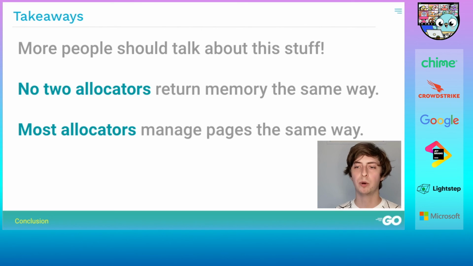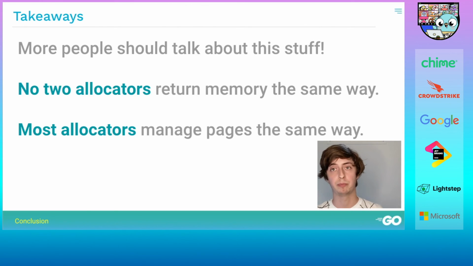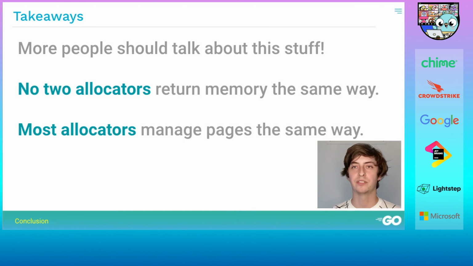And finally, more people should talk about these deep layers. Approximately no two allocators return memory the same way, which seems to imply that none of us know what we're doing. Simultaneously, it seems like approximately everyone except us now manages pages the same way, with a big old tree. And that seems to imply that we've all fallen into a rut as a community, and this deserves some re-examining.